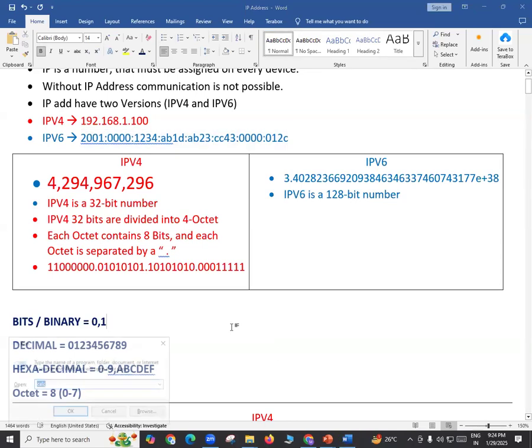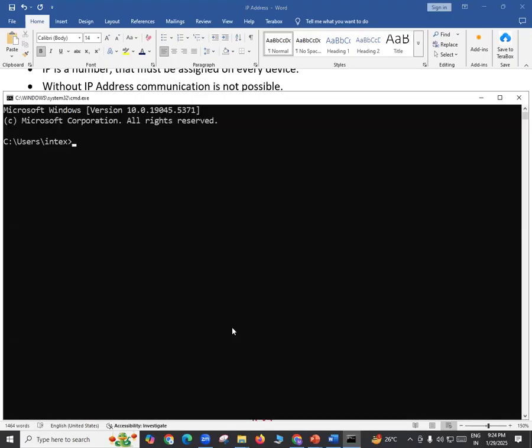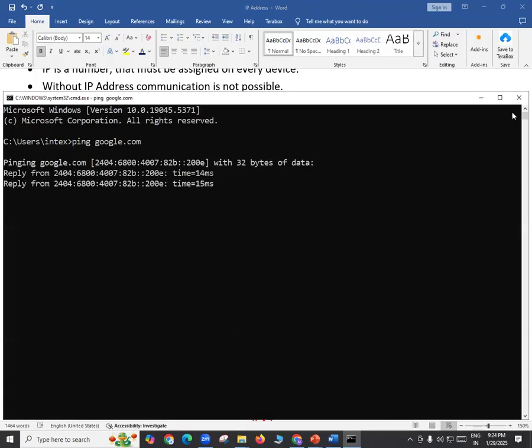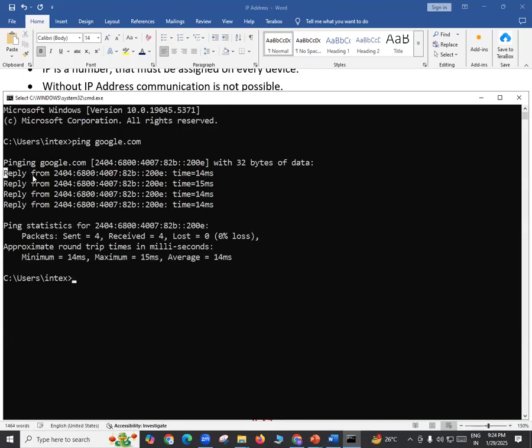Okay, let me just check one number actually. If I go to command prompt here and if I say ping, let's say, google.com. See here, my friend, I just said google.com. Now it is showing me some reply. It says a reply from. Can you see this number, 2404:6800 something something? Can you see A2B and 200E? This is which number? This is your IP version 6 number.